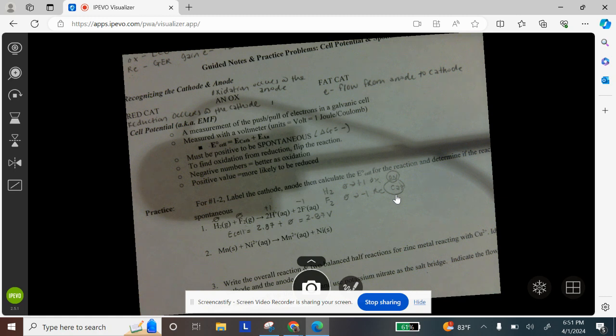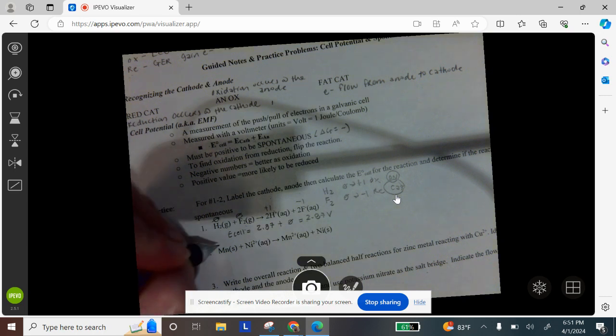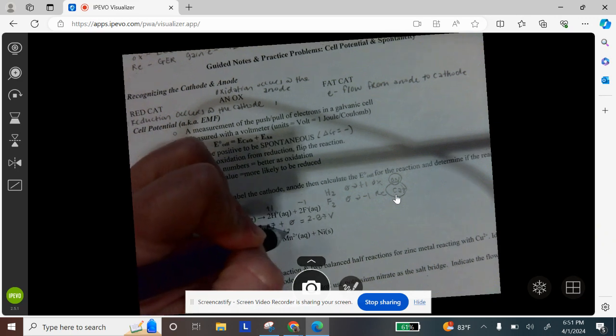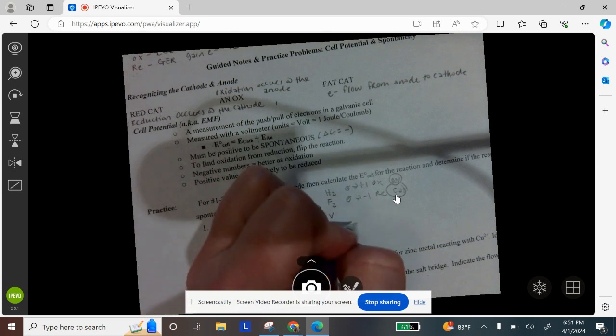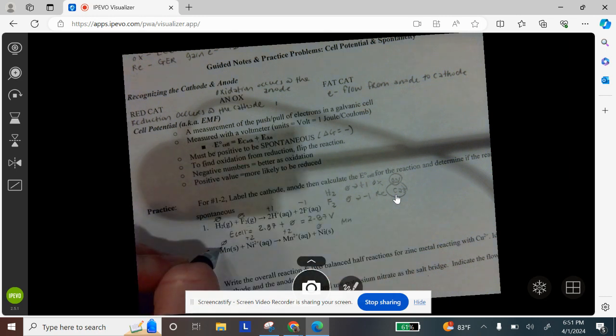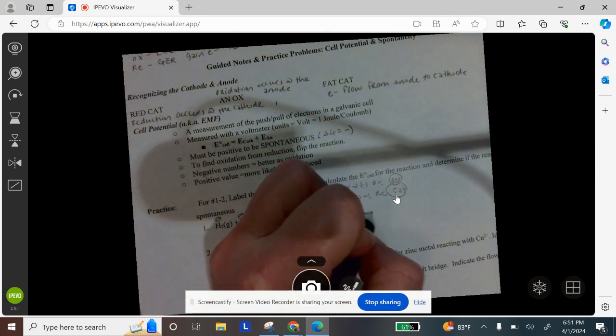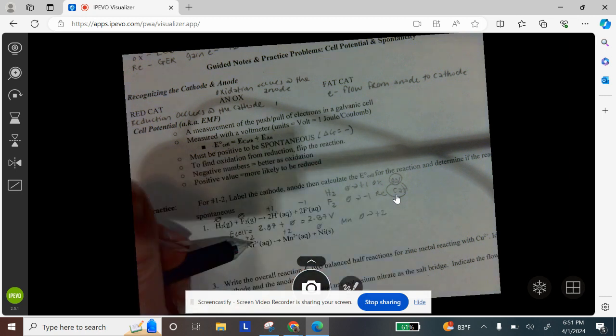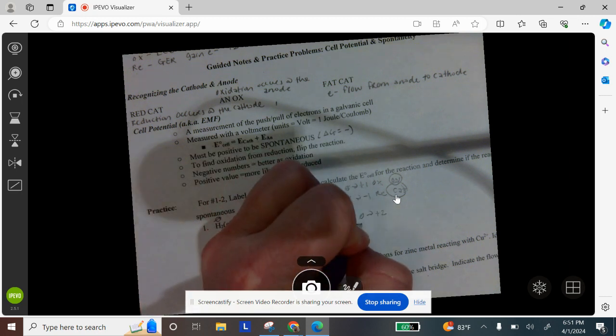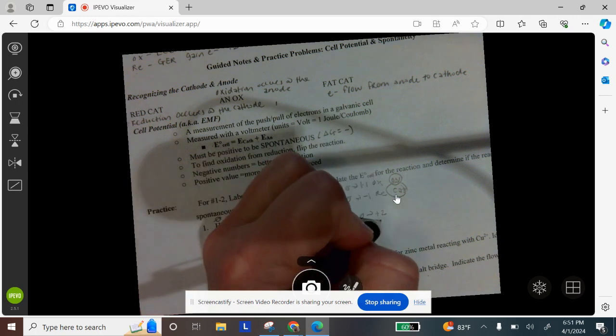Okay, so I'm going to give you a second to pause it, and then I'm going to do the second one. Okay, so let's look at the second one. Same thing. We're going to give the oxidation numbers. So manganese is 0, nickel's +2, manganese here is +2, and nickel is 0. So manganese goes from 0 to +2, and nickel goes from +2 to 0.